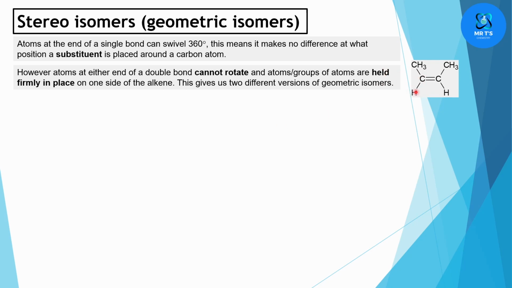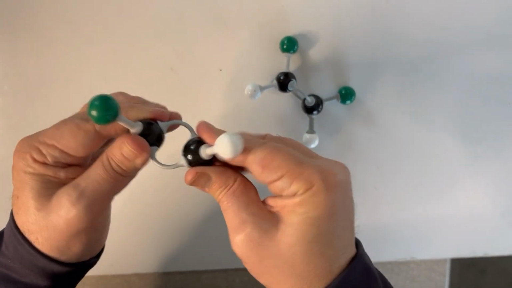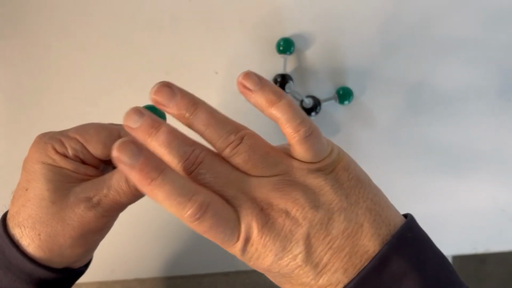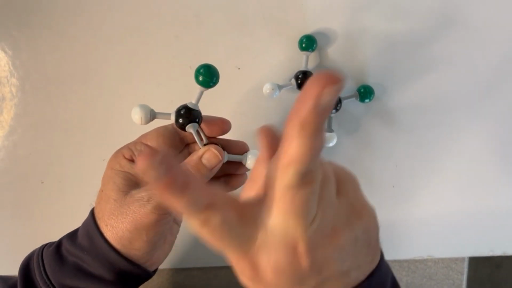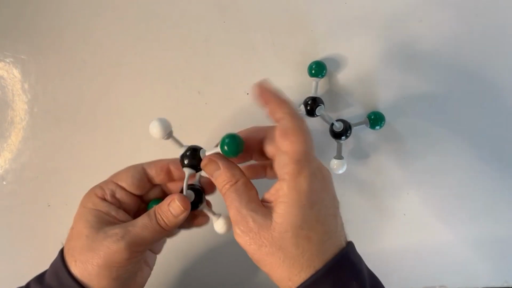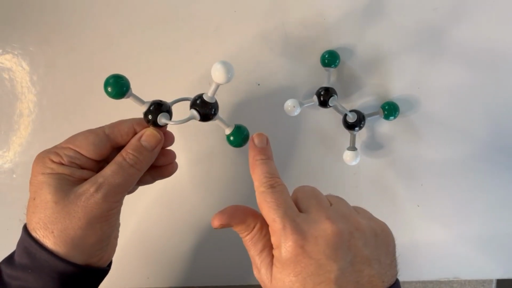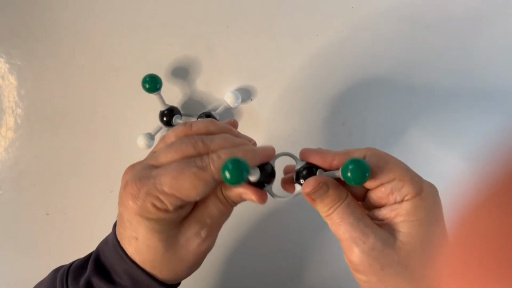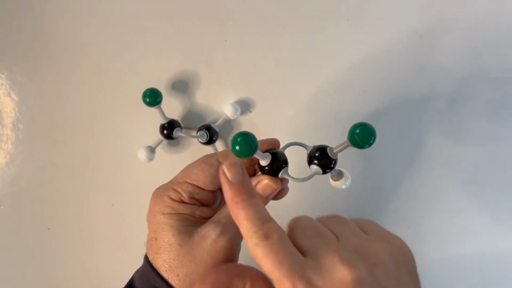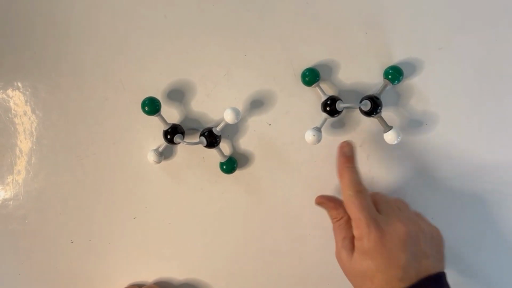However, if we have a double bond, then a double bond will, as we can see here, hold these different groups firmly in place. So here are the two geometric isomers. They have a double bond, so it can't rotate, and the groups are held in fixed positions. Also, each carbon has two different groups on the other side, and that makes it a geometric isomer. This one is trans, and this has a double bond, can't rotate, but the two chlorines are on the same side, and this is cis. So this is trans and cis geometric isomers.